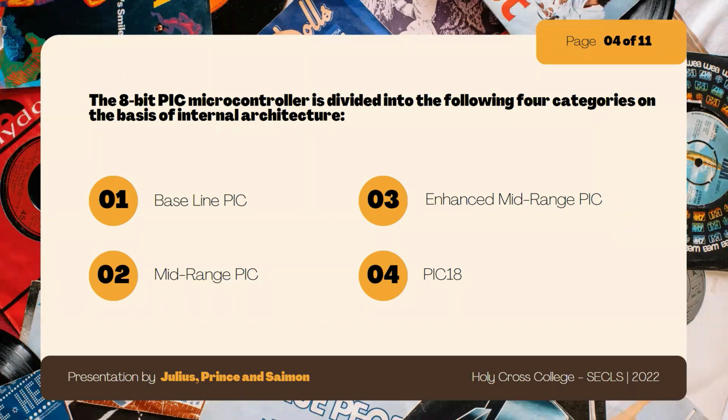The 8-bit PIC microcontroller is divided into the following four categories on the basis of internal architecture. The first one is baseline PIC, which is the cheapest. Then next is the mid-range PIC. Next is enhanced mid-range PIC. Then the latest is the PIC18.